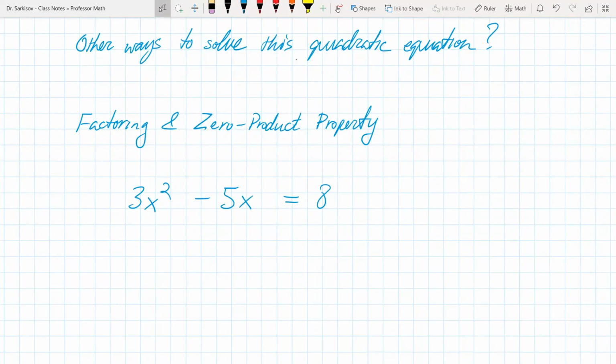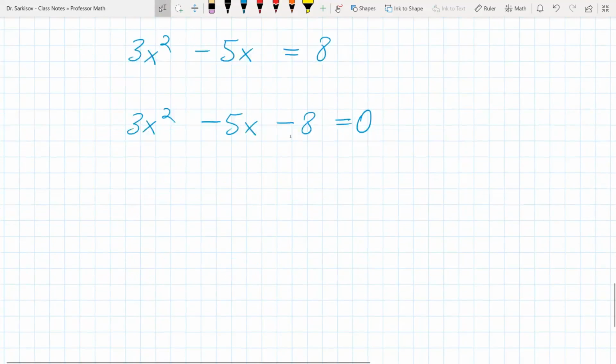Let's put it in standard form. I recommend doing that for this as well. It's really the way to do it. So we have 3x squared minus 5x minus 8 equals 0, right? And then what happens? Let's try to factor.